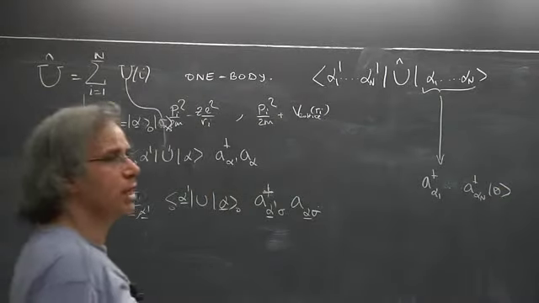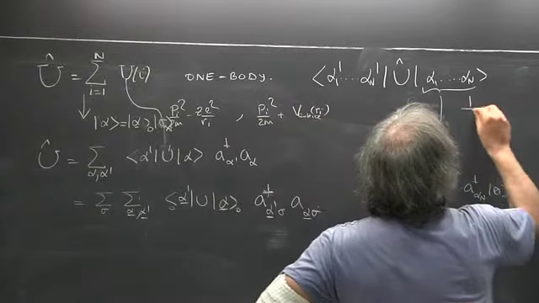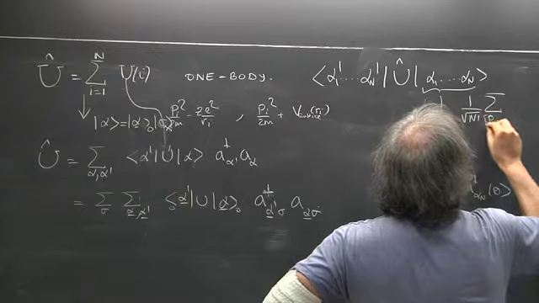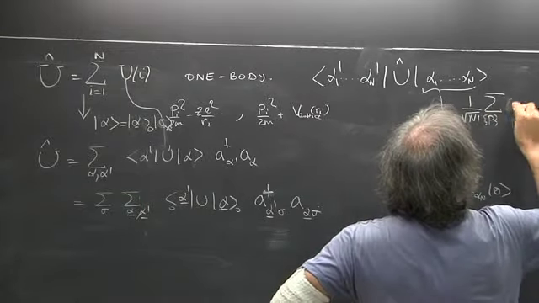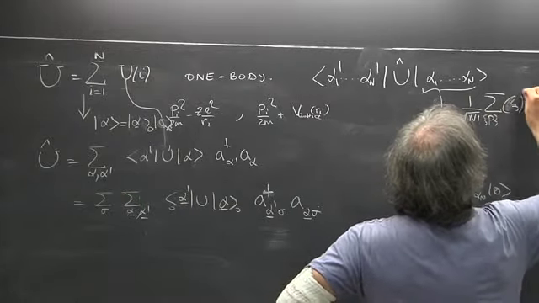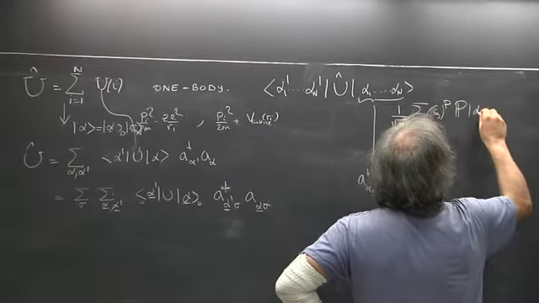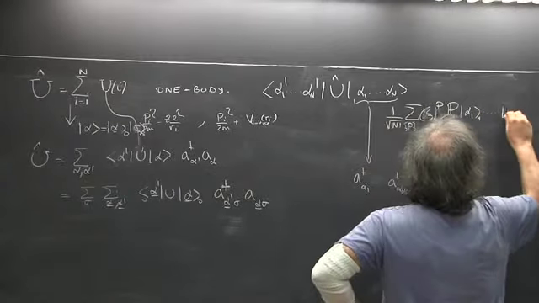In first quantization, they have a more clumsy look of this type, a sum over all permutations, with the sign to the power P, the permutation acting on alpha 1 through alpha n.